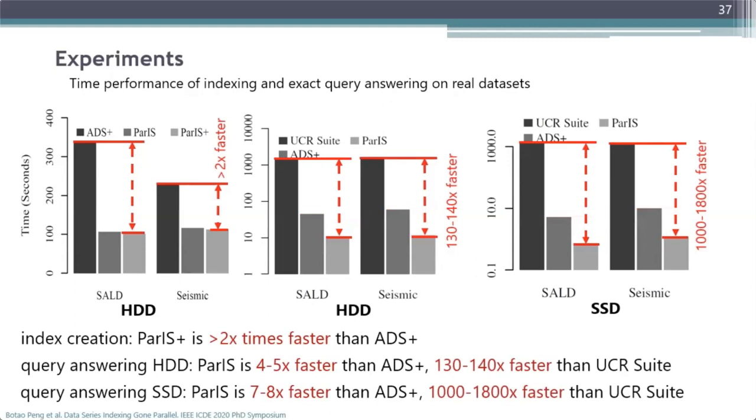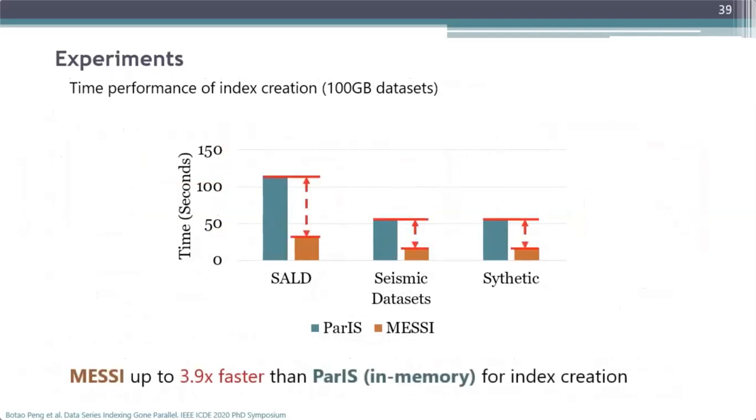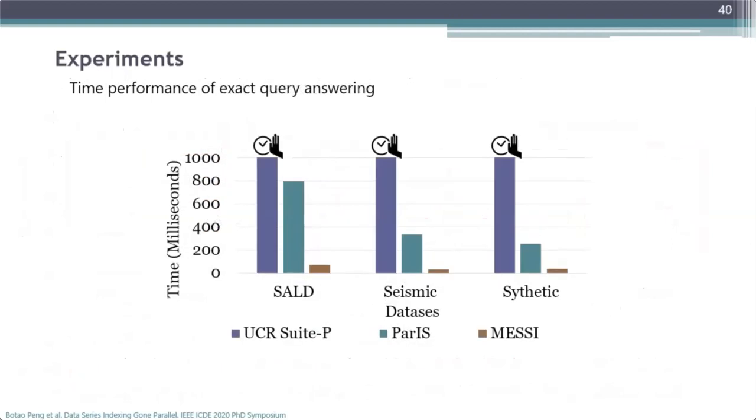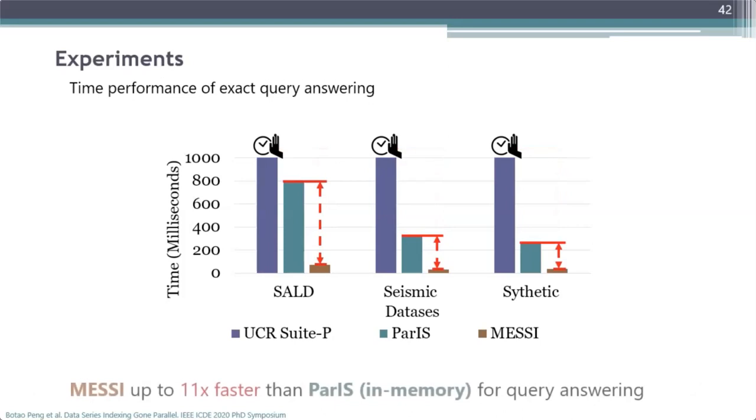When compared to an in-memory version of Paris, MESSI creates an index up to 3.9 times faster. In query answering, MESSI is 80 times faster than a parallel in-memory version of UCR suite, and up to 11 times faster than the in-memory version of Paris. Remember that Paris was designed for disk-resident data. These results demonstrate that a straightforward in-memory index solution is suboptimal, and that the specific design choices we made for MESSI have a significant impact on its performance.